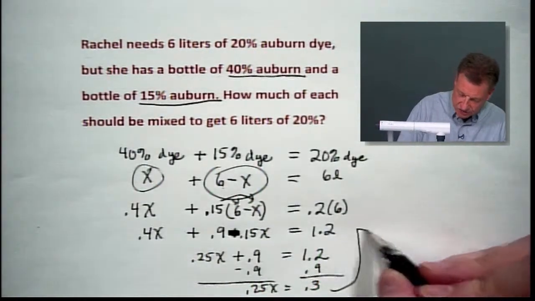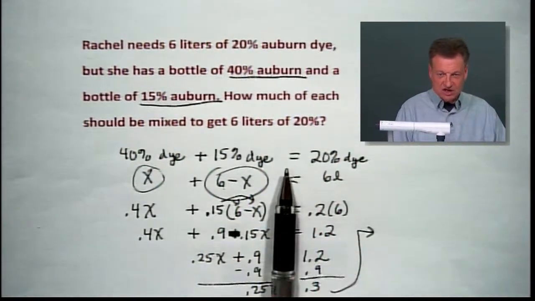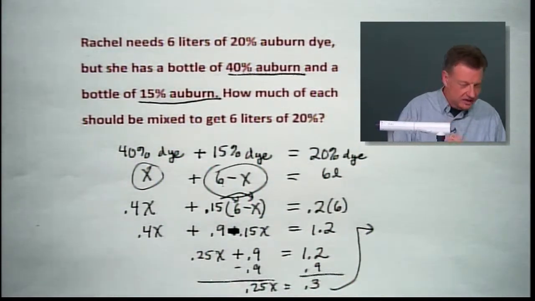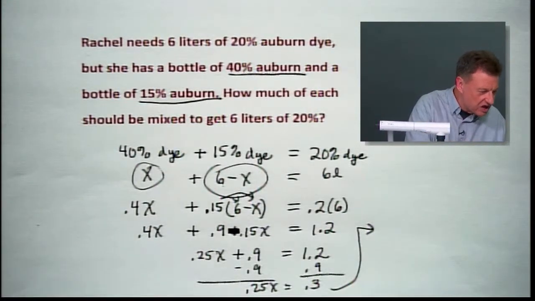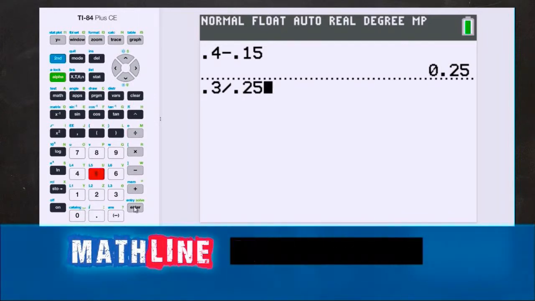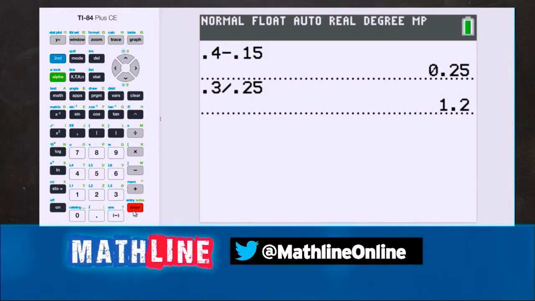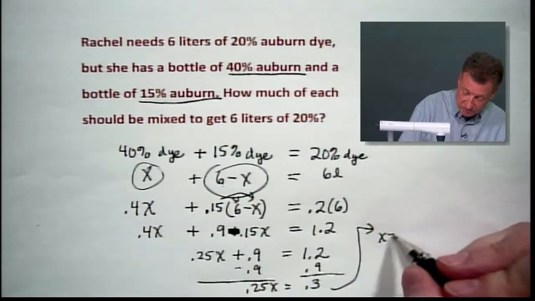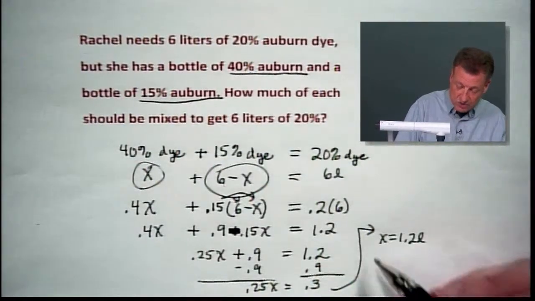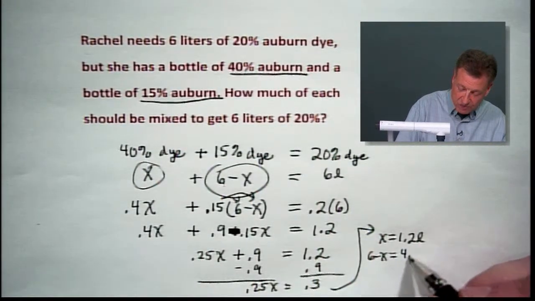And I'm going to swing over here, and we're going to do a little division. That's not a multiplication moment. That's a division. Can everybody see that? There it is at the bottom of your screen. Let's go with 3/10, and we're going to divide it by 25 hundredths, which is going to give us 1.2. It looks like x equals 1.2. And remember, those are your liters. So 6 minus x equals 4.8.